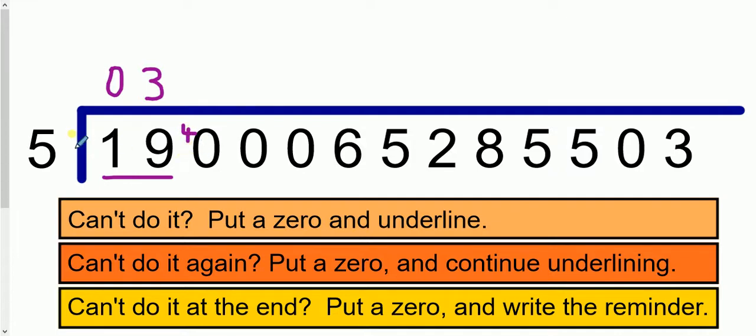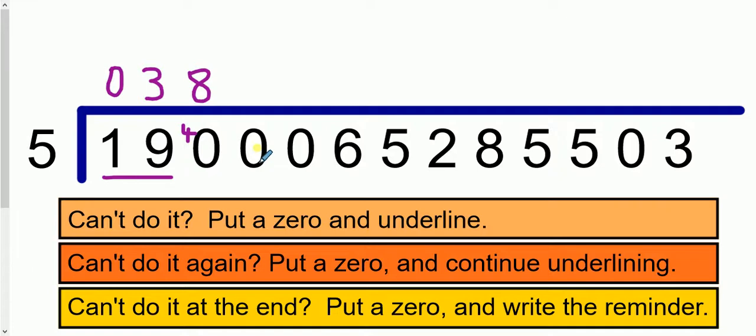And now we are doing 5. How many 5s are there in 40? And that is 8. Now that works out perfectly. There's nothing left over from that. So let's keep going. How many 5s are there in 0? Now, you can't get any groups of 5 from 0.